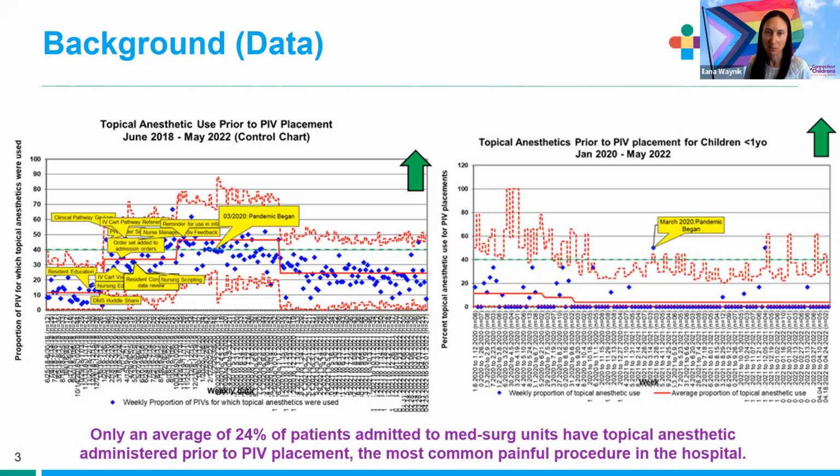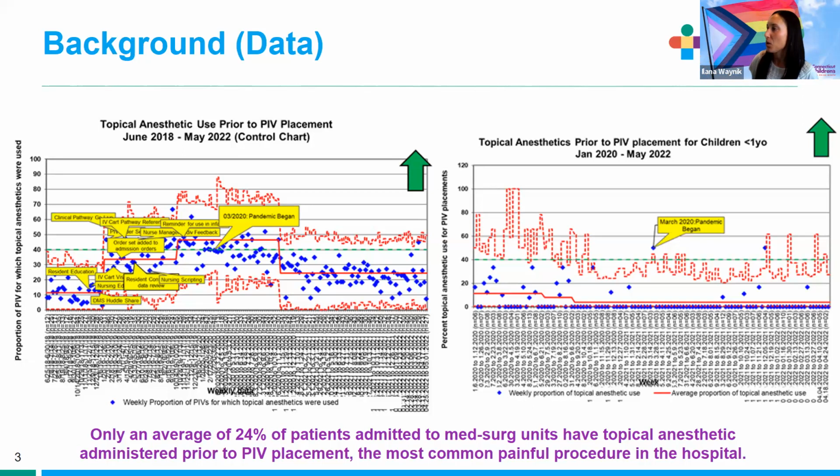After the pandemic, and just to make the story complete, if you can look at the chart on the right, that is just looking at IVs placed in children who are infants, less than 1 year of age. And you can see that we almost never use topical anesthetic to put IVs in babies, and that's clearly a problem.